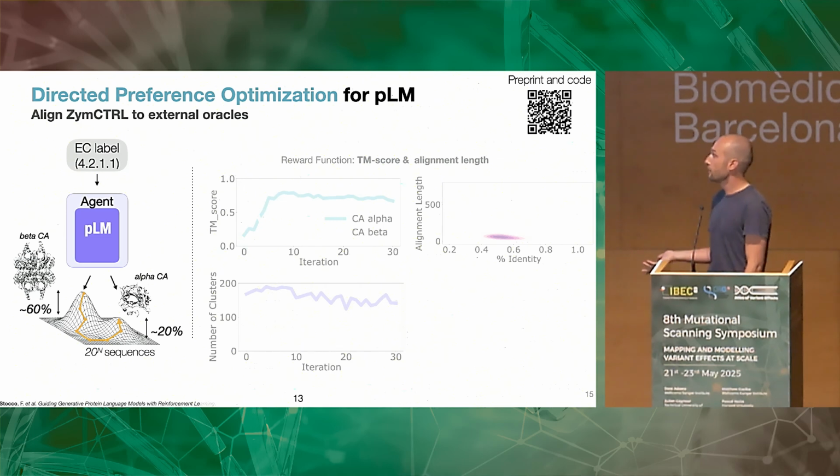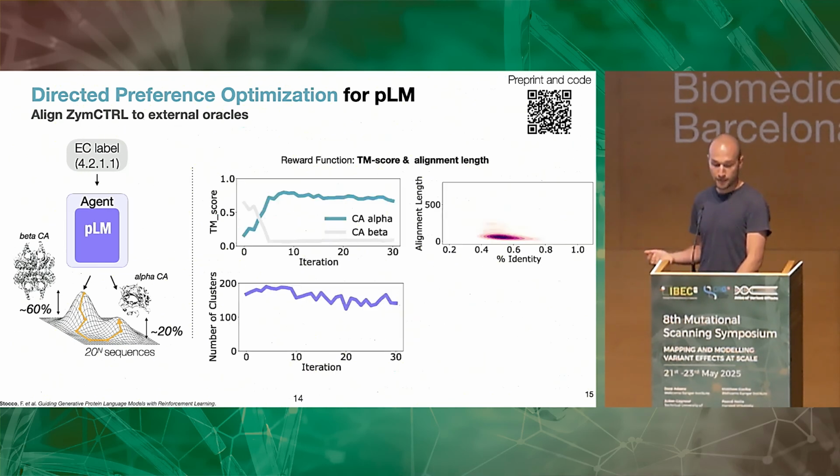So we started with a simple objective. In this case, for example, when we give a specific label for carbonic anhydrase, the model is able to produce, in 60% of the cases, a specific carbonic anhydrase, which is beta carbonic anhydrase. And only 20% is able to produce alpha carbonic anhydrase. So in nature, there are 8 different folds of carbonic anhydrase, and our agent is mainly producing beta carbonic anhydrase. The objective in this case was to reverse this ratio, and we set as a reward function the TM score.